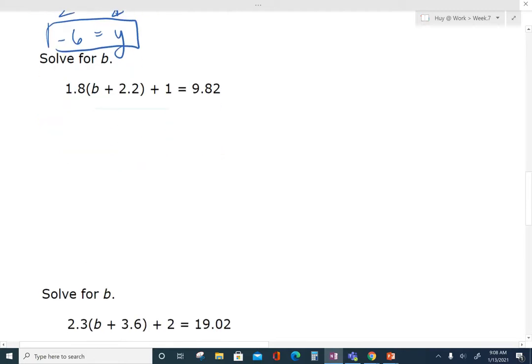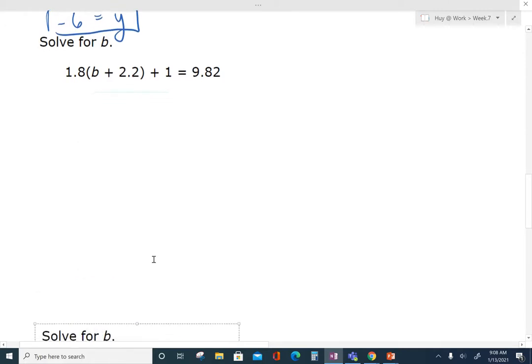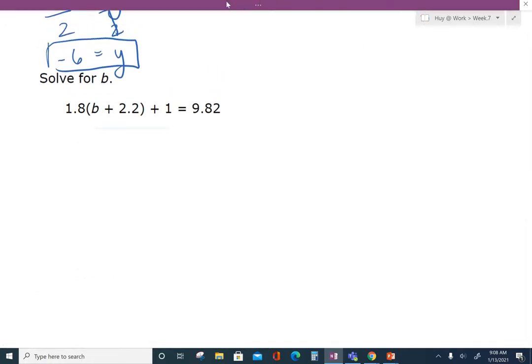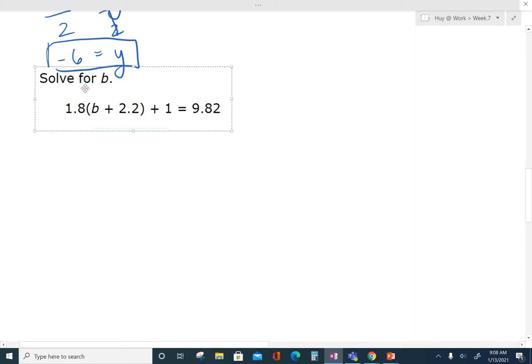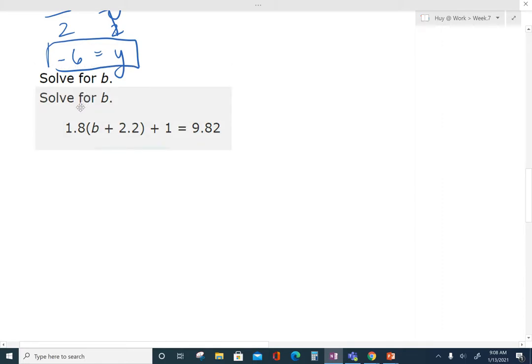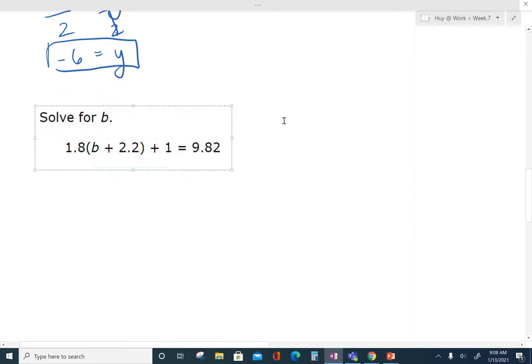All right, a third example. It's actually the exact same thing, except this time it's got decimal points. But just because it has decimals does not mean anything changes as far as steps go. What will change is I'm probably going to use my calculator for sure.